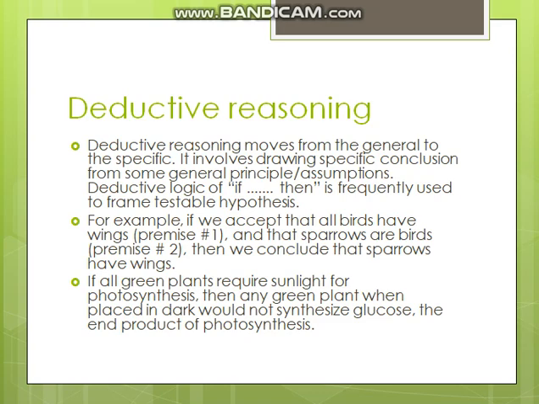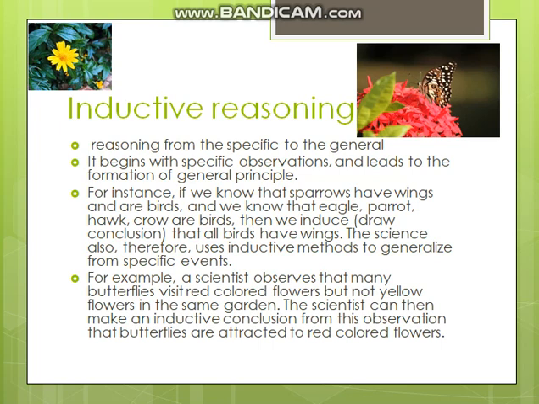On the other hand, we've got the inductive reasoning. Reasoning from specific to general. It begins with specific observations and leads to the formulation of a general principle. For instance, if we know that sparrows have wings and are birds, and we know that eagle, parrot, hawk, and crow are birds, then we induce that all birds have wings.